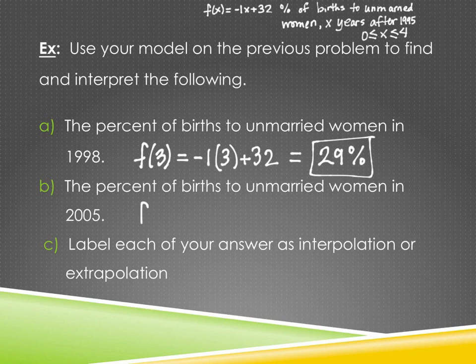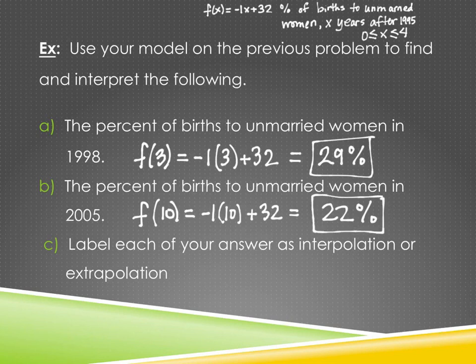What about the year 2005? What would I use if I were doing the year 2005? It would be 10. Because I'm doing years after 1995, that's 10 years later. So I'd have negative 1 times 10. Again, either write or don't write this part. It doesn't matter, that in-between part. What would that percent be? 22%.